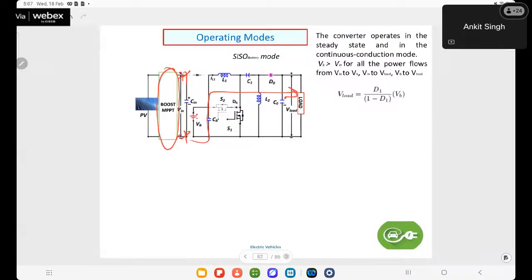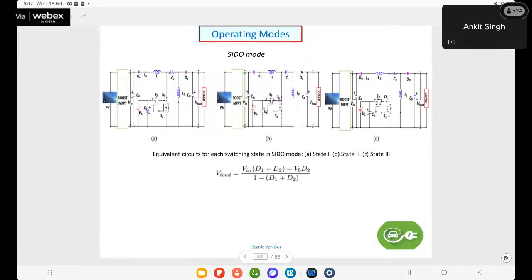So this is the pseudo mode, meaning single input, dual output, whatever we have seen. A single input dual output case will come when the solar PV is supplying power to the battery and load both. When it is supplying to the battery, this operation will be in boost. Switch S1 will be on, and the battery will take the energy in when switch S1 will be off.